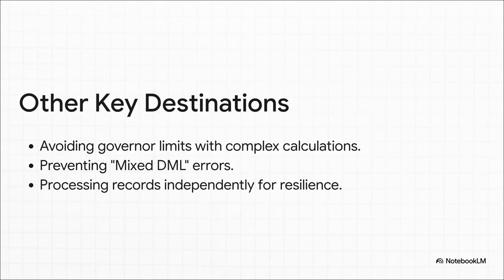But it's not just for API callouts. @future is your secret weapon for any heavy lifting you need to offload. Got a super complex calculation that might hit a governor limit? Put it in a future method. Ever run into that dreaded mixed DML error where you can't update a user and say an account in the same transaction? A future method is the classic way to solve that. It's all about making your app faster, more resilient, and just better.